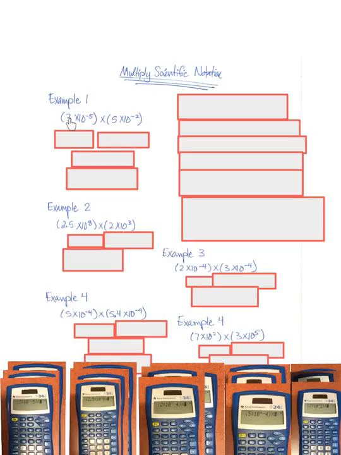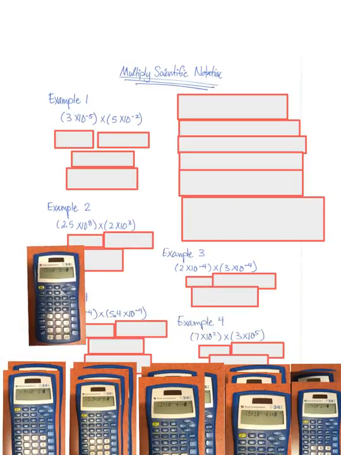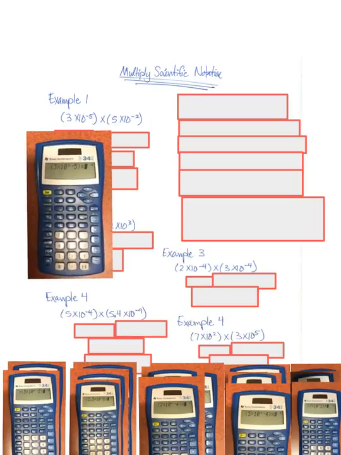Example number 1, we have 3 times 10 to the negative 5 times 5 times 10 to the negative 2. And what we want to go ahead and do is look at these. First of all, I'm going to have us look at how we put it in our calculator, because we can do that, and see how it matches.